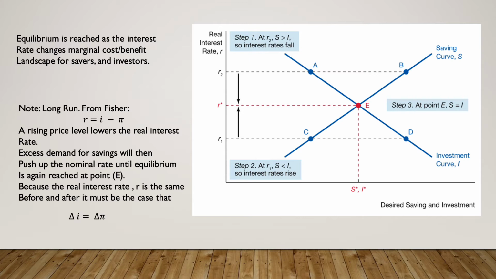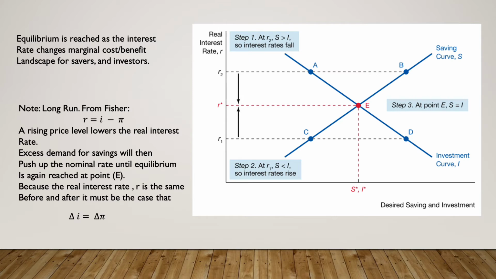Now, what you can see here is that point B is outstripping point A, right? Here we're dealing with a situation where savings is greater than investment. We have a surplus in the loanable funds market. People are looking to find entities to borrow their money, and those entities are not willing to borrow because interest rates are too high. So interest rates begin to fall.